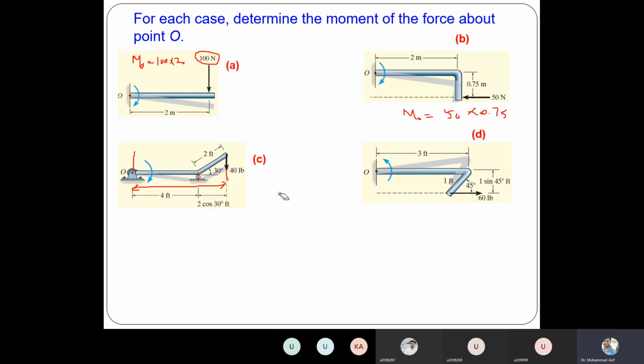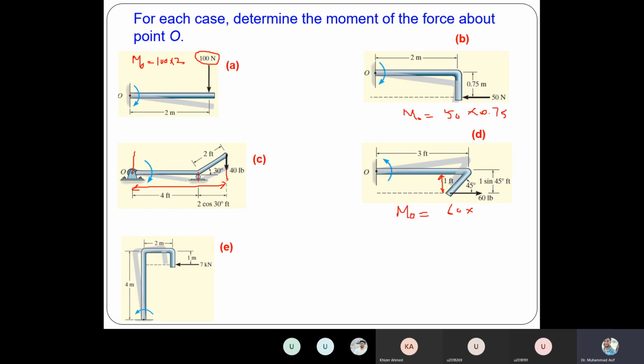Khizr, are you there? Yes, sir. Khizr, what will be the moment about point O? It will be 60 into sine 45, because this is the force and we need a perpendicular distance, right? The line of action of force, perpendicular. So the perpendicular distance is, this is 1 feet, so 1 sine 45, right?